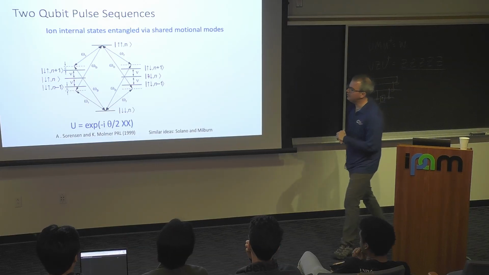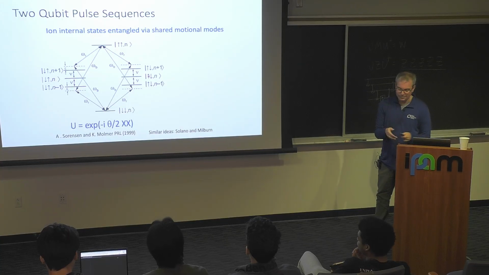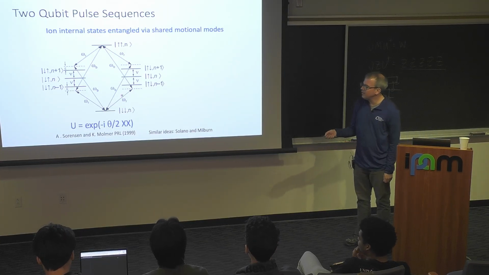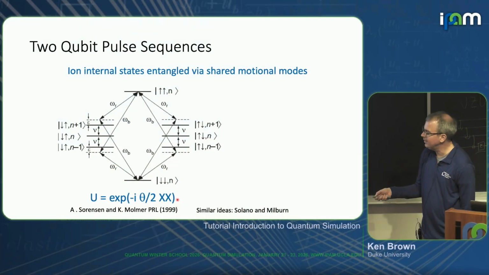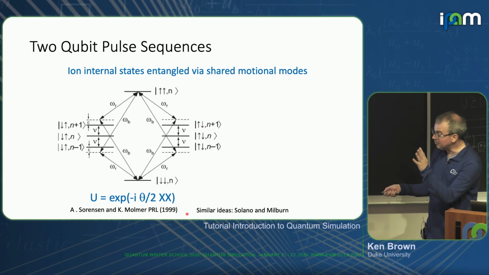So here's a cartoon of how we do 2-qubit gates. We want to create this spin-spin interaction, which we usually say is XX. And the way we do it is we typically do something called the Mølmer-Sørensen gate. At the time, there were similar ideas from Solano and Milburn separately. There were like 3 gates that are all basically the same idea.